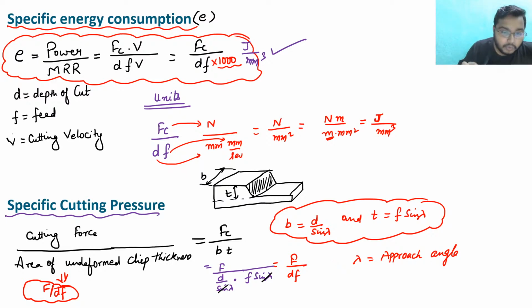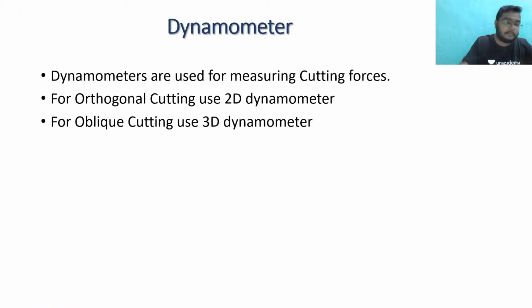Till now, if you have any confusion or any doubt, then please ask me, because this is the main concept in this analysis of metal cutting. If these things are clear, how the powers are coming and how things are going on, then you would be good to go to solve any problems. Okay, now the next thing is the dynamometer.